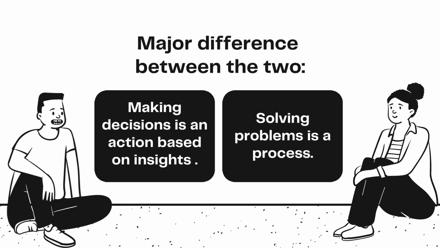So what's the difference? There's actually a major difference between the two. Making decisions is an action based on insights, while solving problems is a process. So if we make a decision, we apply insights from consilience, while in solving problems, we apply integration.